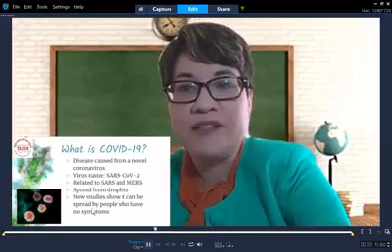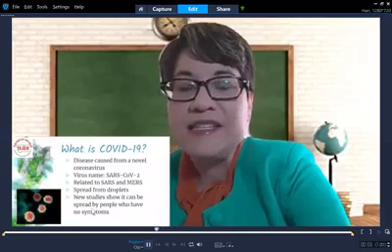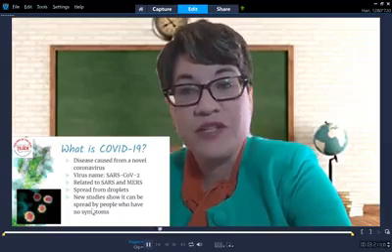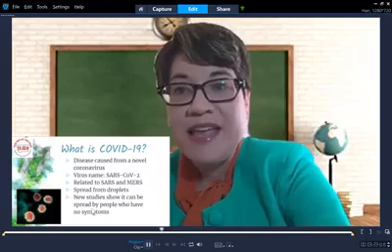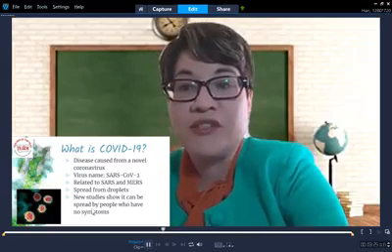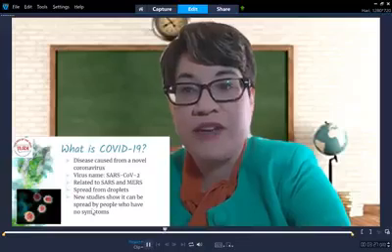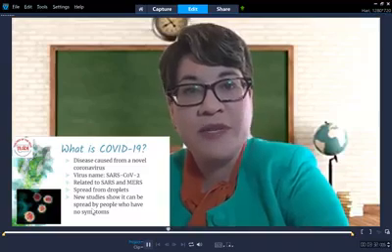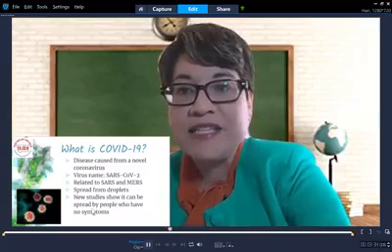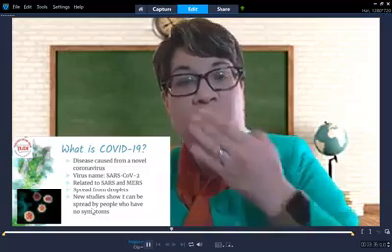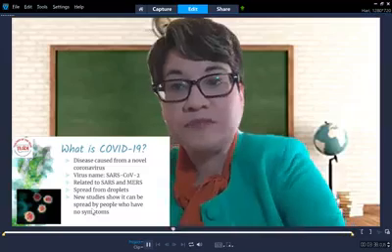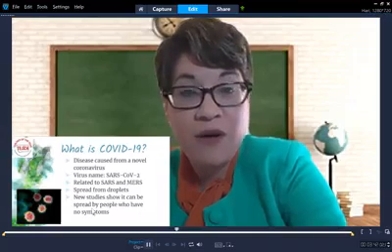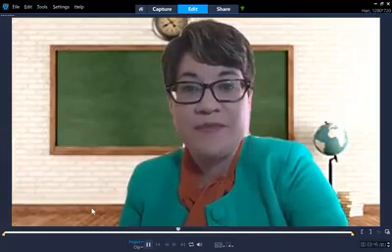So first, what is COVID-19? It is a disease that's caused from a novel coronavirus, and there's a picture of it at the bottom. And the name of it is actually SARS-CoV-2. You might have heard that name. It's related to SARS and MERS, which are other epidemics that have spread. It's spread through droplets from when we cough or sneeze. And new studies are showing that people without any symptoms at all can have this disease.